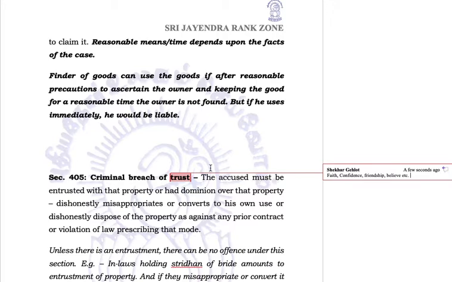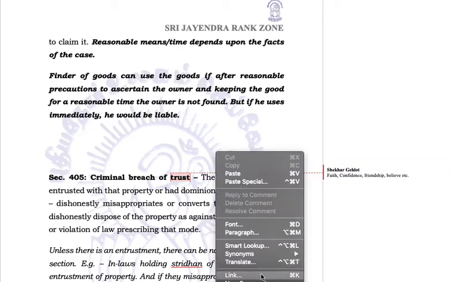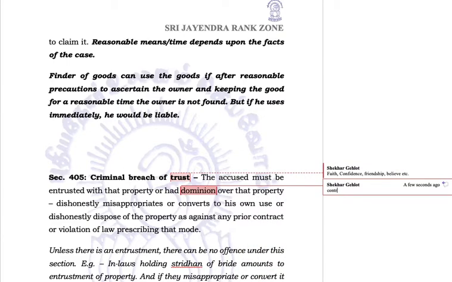The accused must be entrusted with that property or have dominion over that property. Dominion means control over that property. He dishonestly misappropriates or converts it to his own use, or dishonestly disposes of the property against the prior contract or in violation of the law prescribing that trust. That is criminal breach of trust.